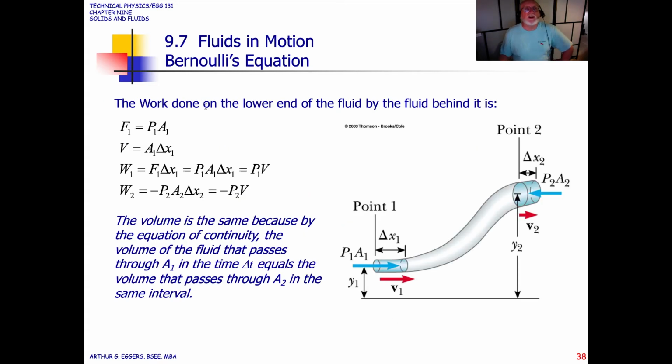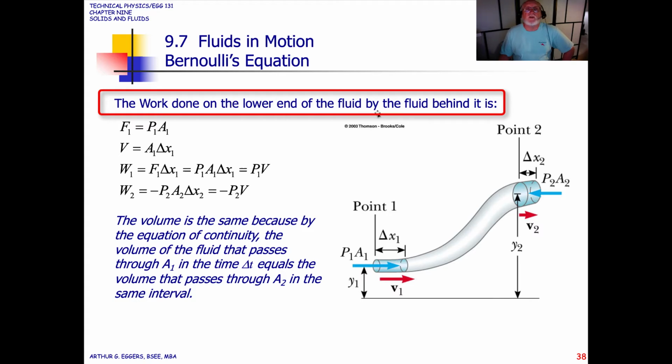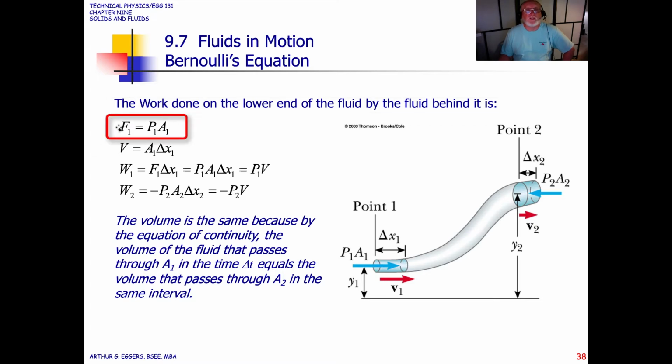So the work done on the lower end of the fluid by the fluid behind it then can be shown as force 1 is equal to the pressure 1 times the cross-sectional area 1. Remember, we define pressure as force over cross-sectional area, so we just move the terms around. The volume then is the cross-sectional area times the distance 1. Okay, so that gives us a value that is cubed.